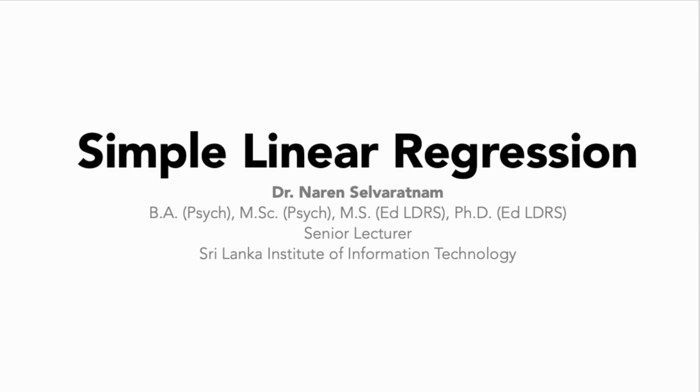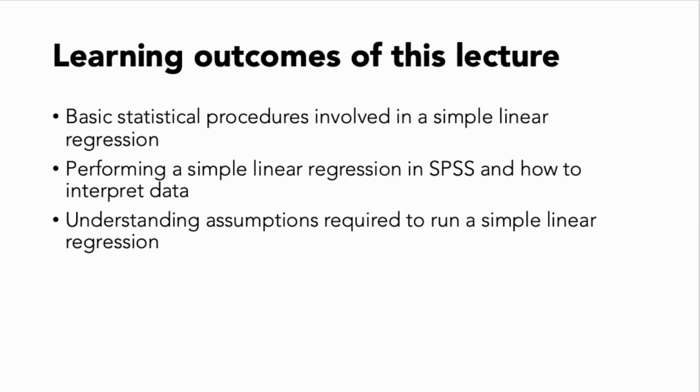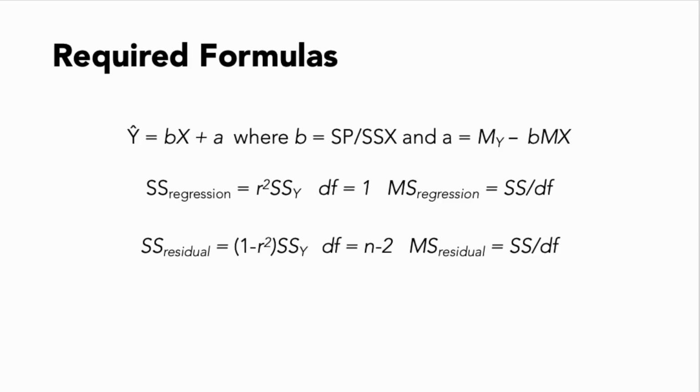Now, with that being said, let's try to understand why exactly regressions are important and what the learning outcomes of this session are. The first is to understand the basic statistical procedures involved in simple linear regression, and also how to perform a linear regression, not just in SPSS, but I mostly use Jamovi these days. So I'm going to show you how you can do this in Jamovi, and then how the interpretation of data would work. There are also some assumptions you need to meet to do a simple linear regression, so in this video, we will focus on those assumptions as well.